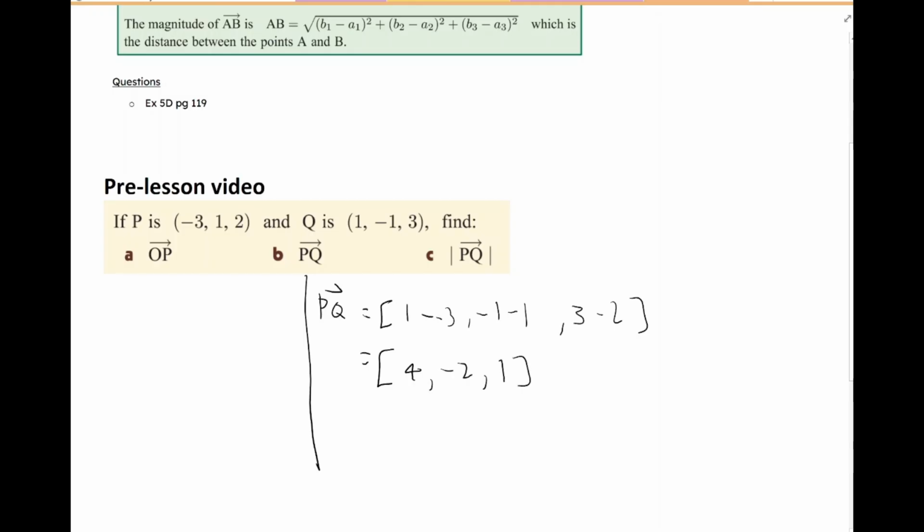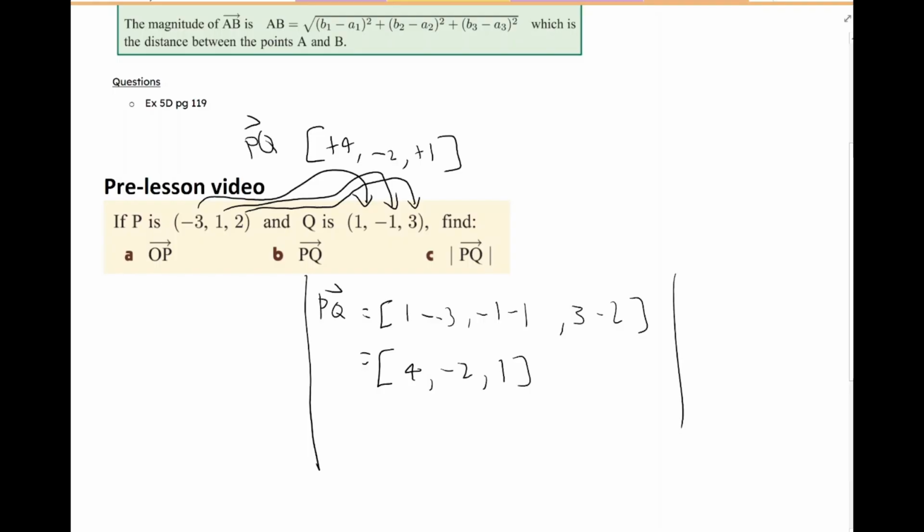But what I actually prefer to do, personally, is look: how do I get from -3 up to 1? Well, I add 4. How do I get from 1 down to -1? Well, I take 2. And how do I get from 2 up to 3? Well, I plus 1. If you write that in as a vector, that's the vector P to Q. So that's the two ways you can do it.